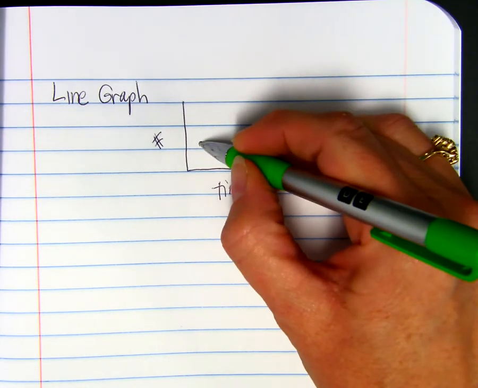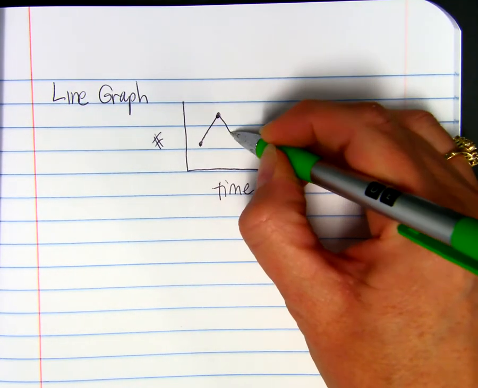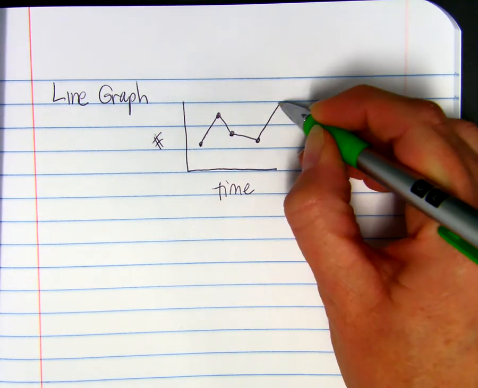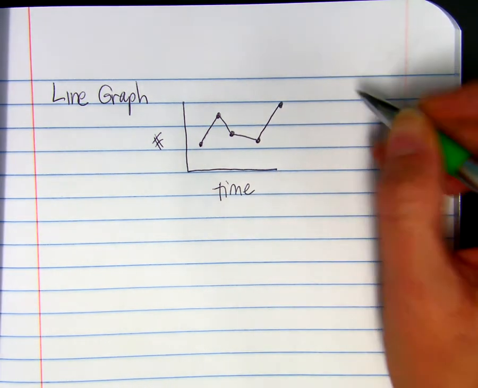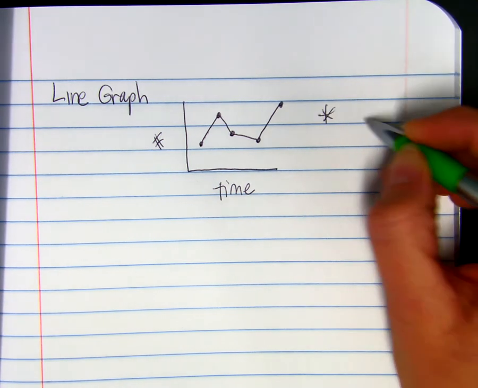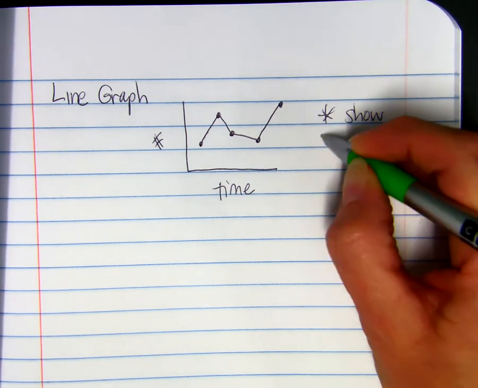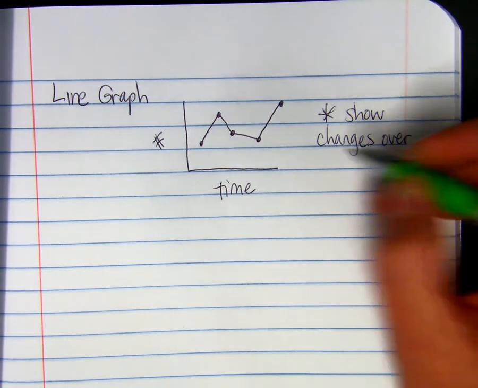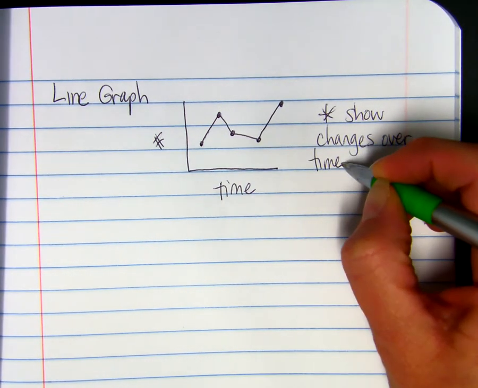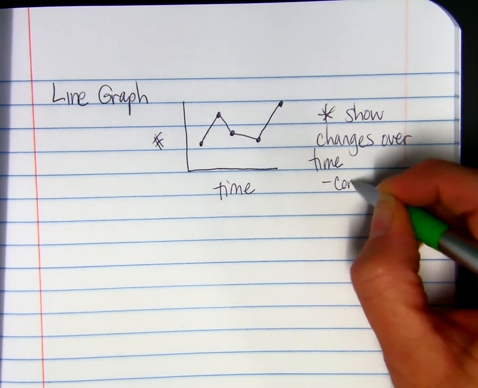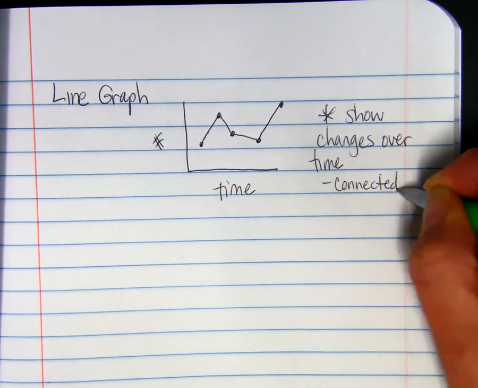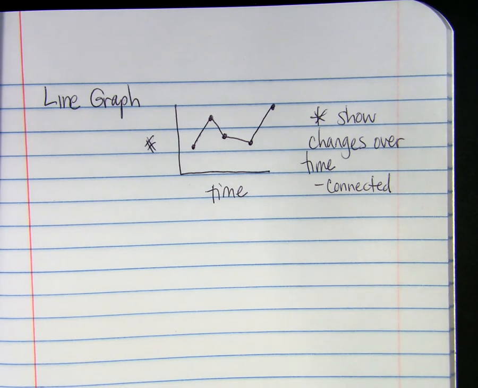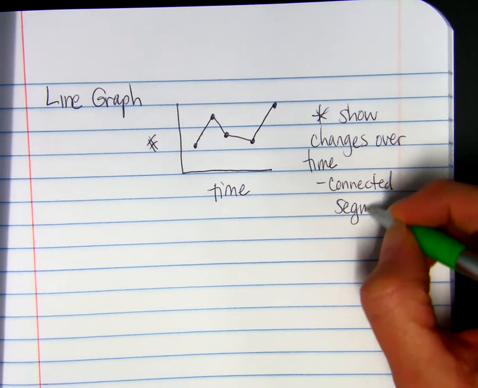And here's what one would look like. And line graphs show changes over time. And they are connected segments.